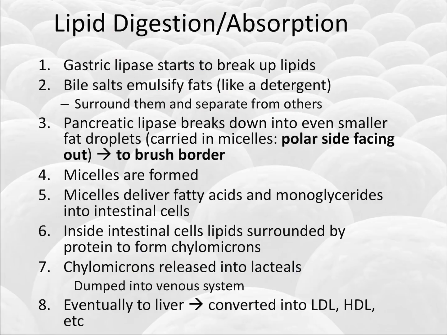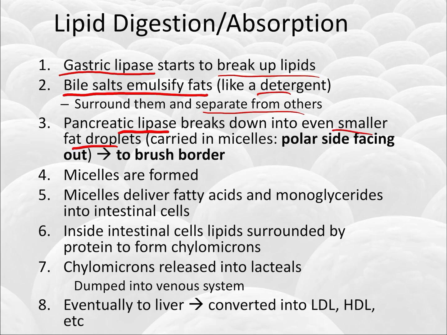Okay, finally, lipid digestion and absorption. So gastric lipase, there is some of that present in the stomach, and I know I just mentioned before that proteins are the only thing that's majorly digested in the stomach, but there is a little bit of fat digestion in the stomach by this gastric lipase. It starts to break up lipids a little bit. Then those bile salts we talked about emulsify fats like a detergent, surround them and separate them from others. And then pancreatic lipase breaks down those chunks of fat into smaller fat droplets.